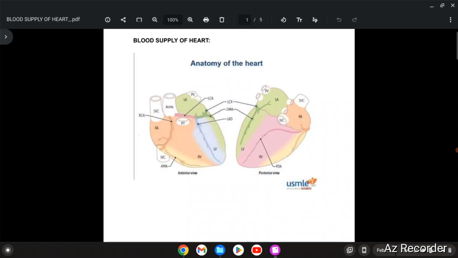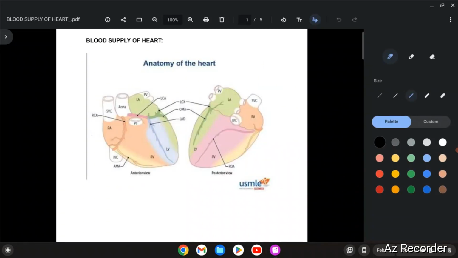So this picture over here is taken from USMLE Rx, and it's literally amazing. It explains everything, and the colorful theme they have used is very important to understand the blood supply of heart. Okay, I'm gonna start with the basic structure of heart.